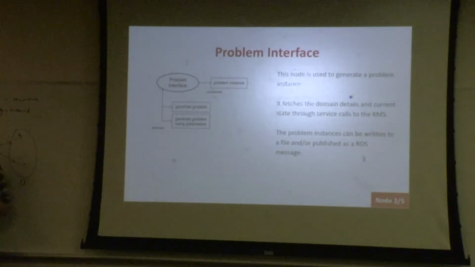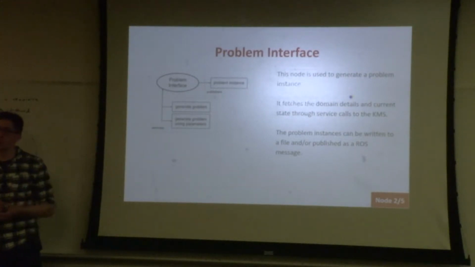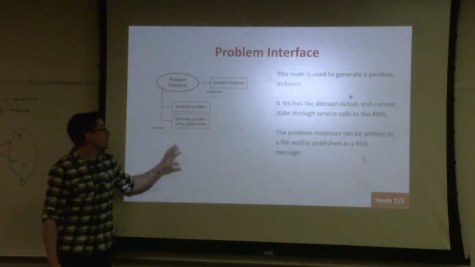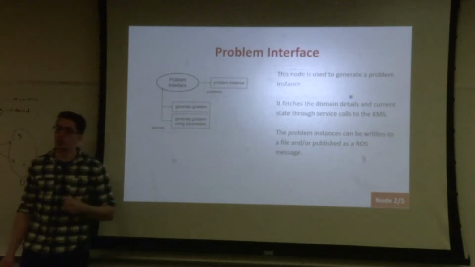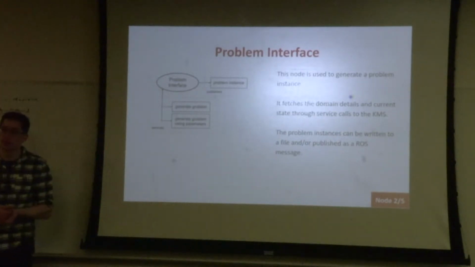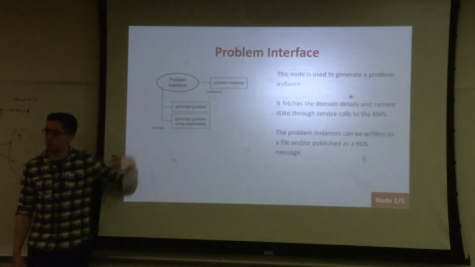Okay. The second node, I'm just going to go through these 5 nodes quickly, and then I'll show you how to use them in a bit more detail. But the second node is this problem interface. The problem interface calls the services of the knowledge base to then produce a problem in a format that can be solved by the planner. This is sort of the most boring thing you would have to implement if you were building your system from scratch.